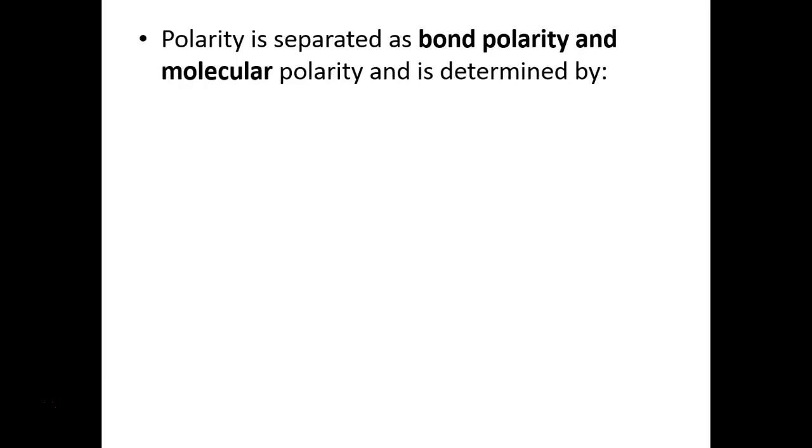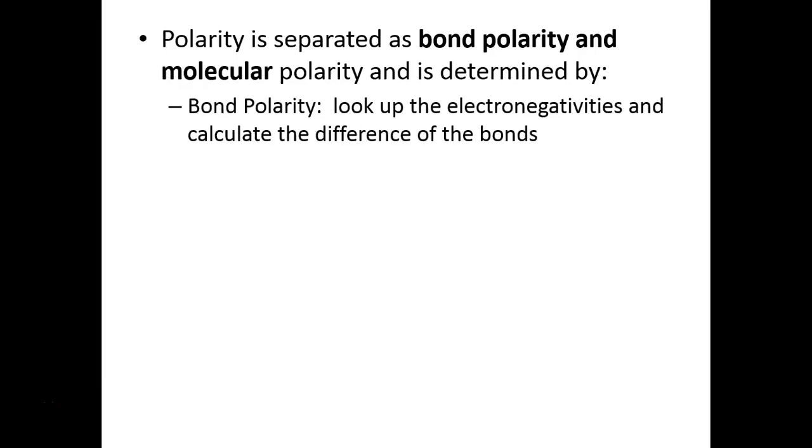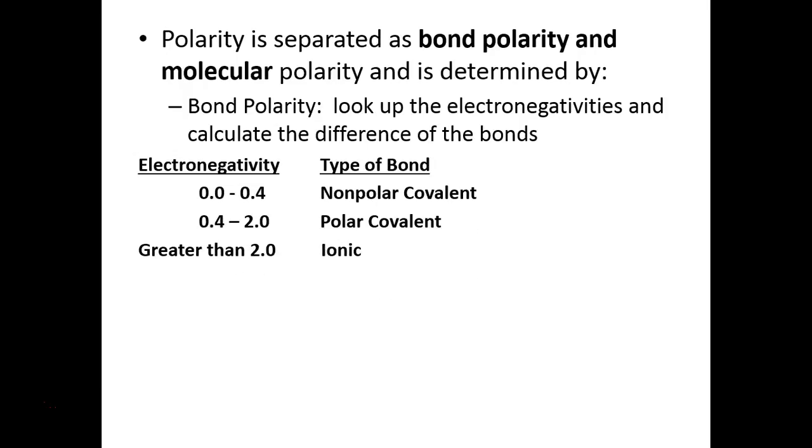So there are two different kinds of polarity. There's bond polarity and there's molecular polarity. Bond polarity is just looking at the electronegativity differences between two different atoms which are joined by a bond. And we have these general ranges for the electronegativity values. 0 to 0.4 is nonpolar covalent, 0.4 to 2.0 is polar covalent, and if it's larger than 2, it's ionic.